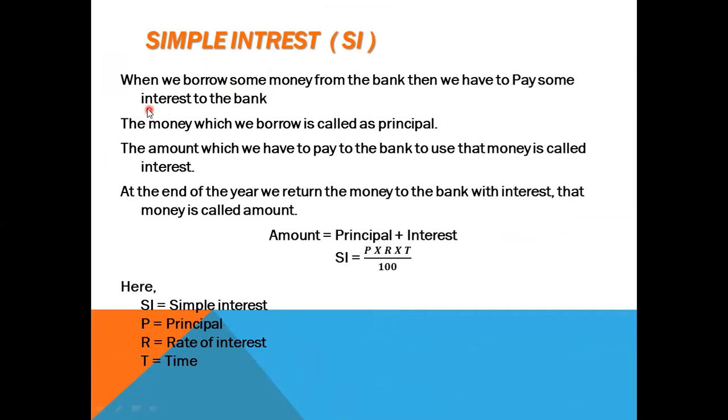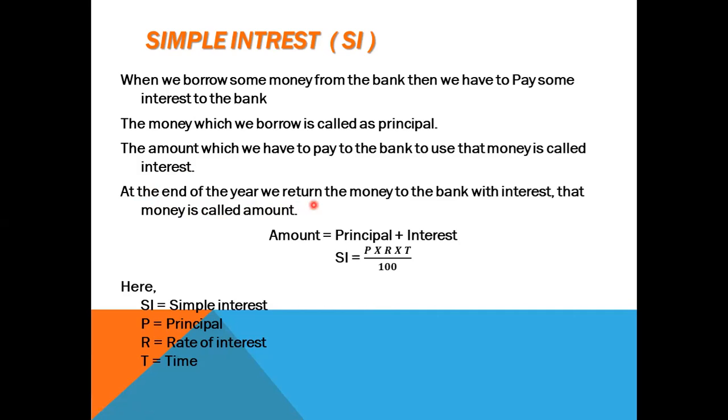Next is simple interest. When we borrow some money from the bank, then we have to pay some interest to the bank. So this you all know. When you are taking loans, the bank will give us some principal amount, and for that you have to pay some interest monthly. The money which we borrow is called principal. The money we are getting from the bank is called principal amount. The amount which we have to pay to the bank to use that money is called interest. So monthly we will pay interest.